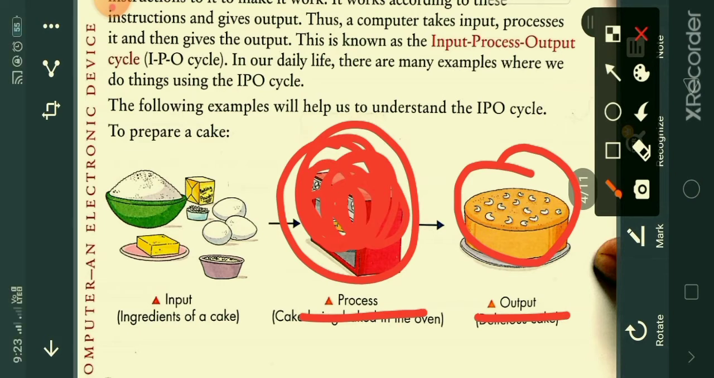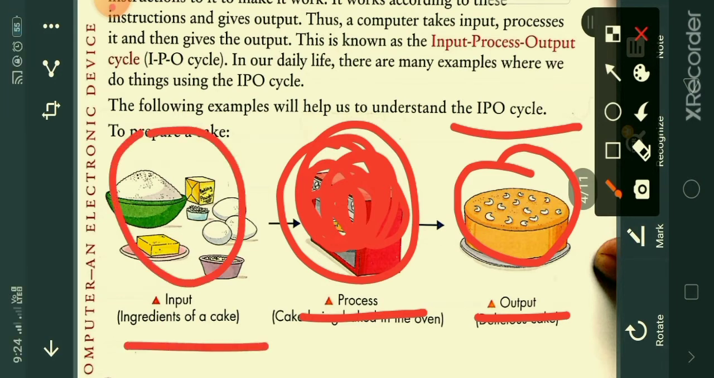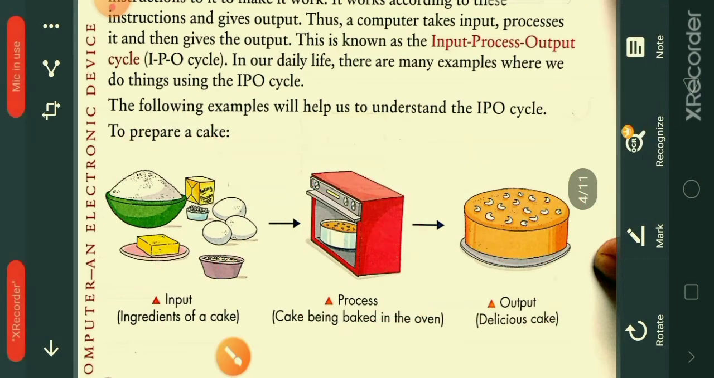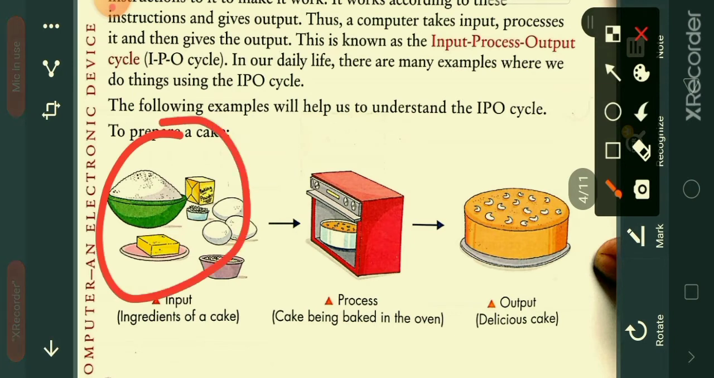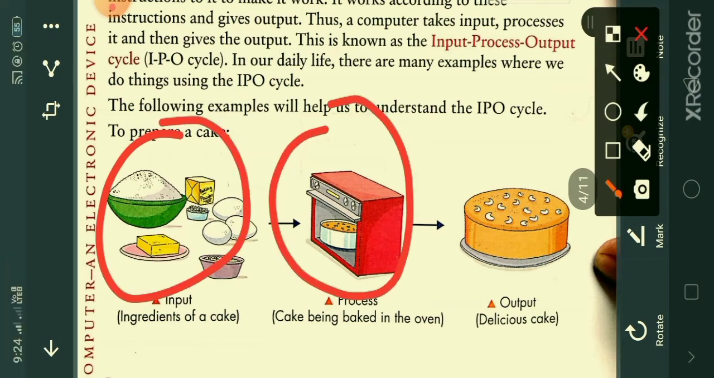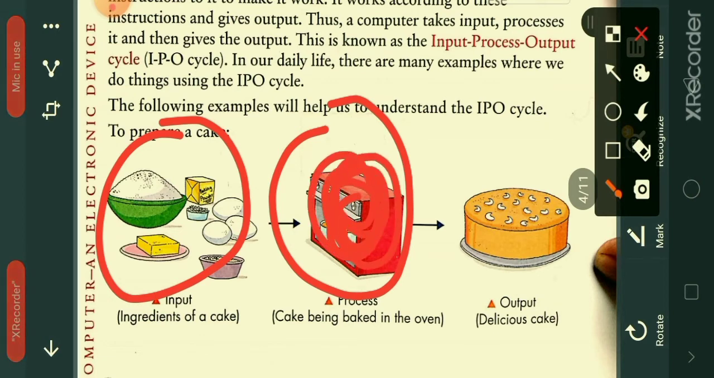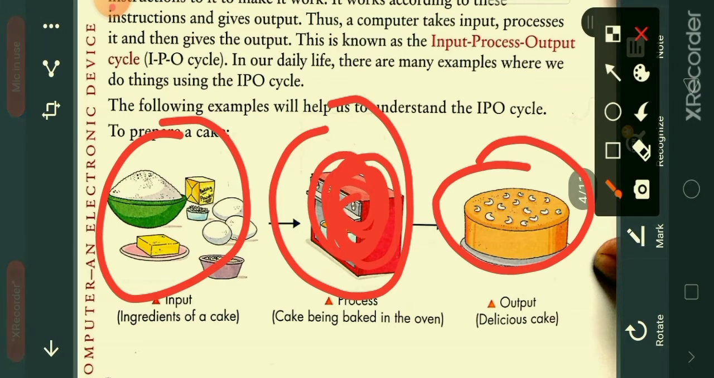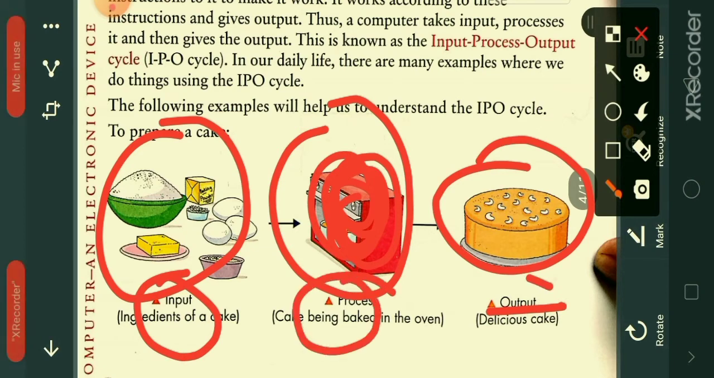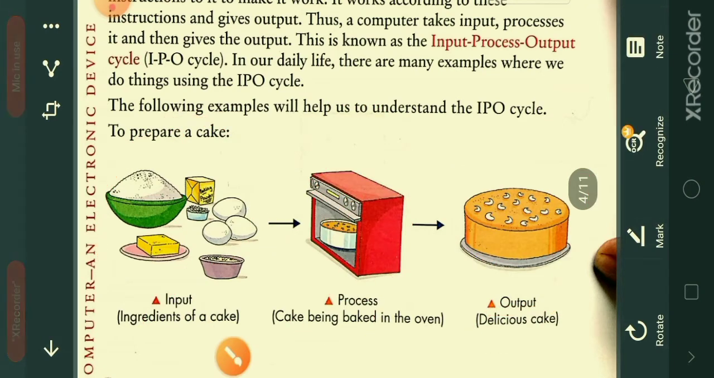So guys, we followed the IPO cycle, right? First input, the ingredients of the cake, these are the inputs. Once we have the input, we put it into the oven to bake the cake. So here the cake processes, finally we get the delicious cake. So this is the output. This is how we follow the input, process and output cycle.